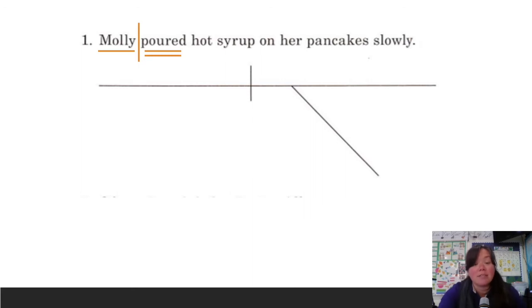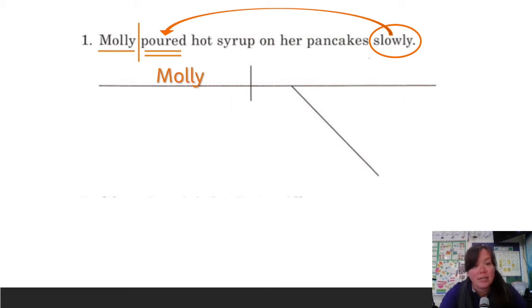The next step is to find the adverb. How did she pour this hot syrup? And hopefully you can see at the very end, ending in ly, slowly, she slowly poured. And they want you to draw that arrow back to poured so that we know she slowly poured hot syrup on her pancakes. To diagram, it's very simple.